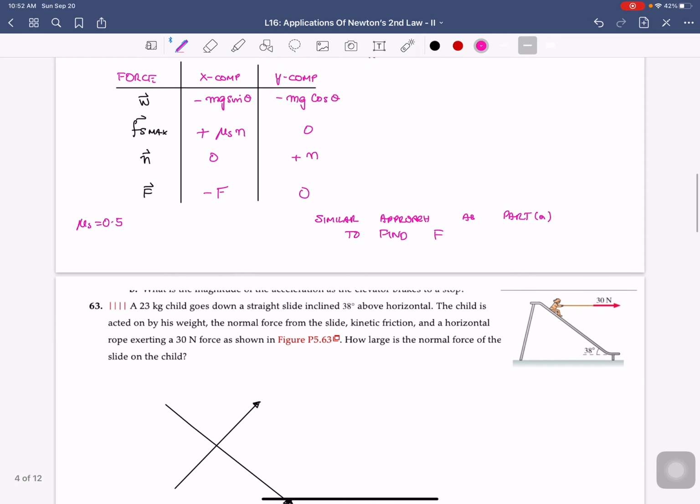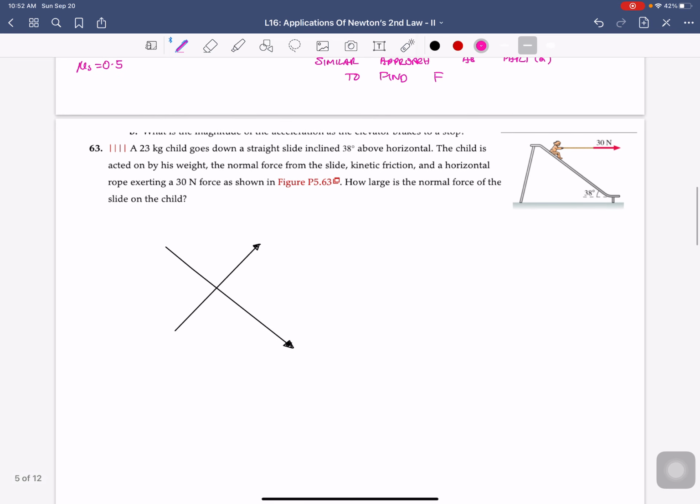Continuing with these inclined plane problems, where objects are on inclines. Here's another problem where you have a child. A 23 kilogram child goes down a straight slide inclined 38 degrees above the horizontal. The child is acted on by his weight, the normal force, the kinetic friction, and the horizontal rope exerting a 30 Newton force.